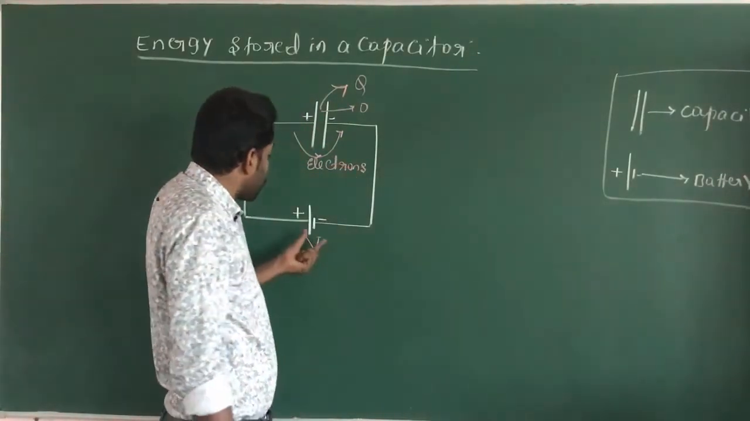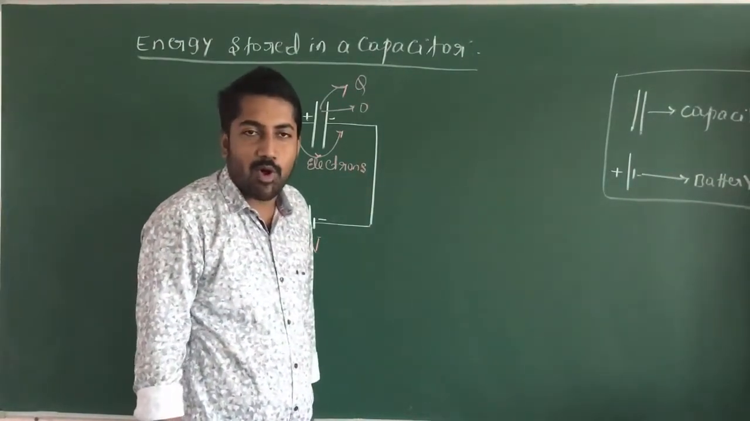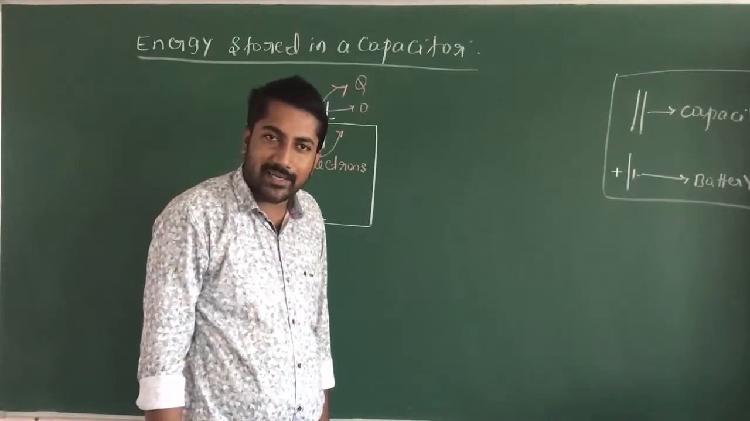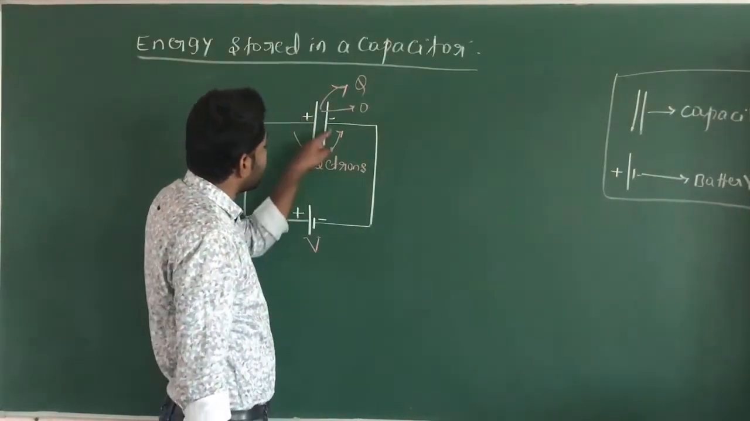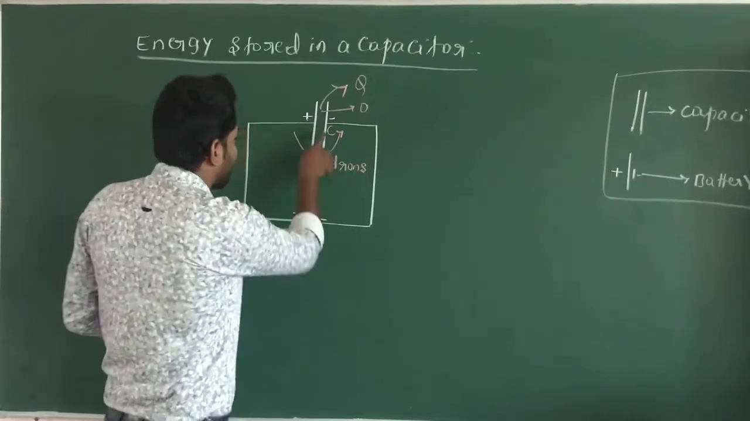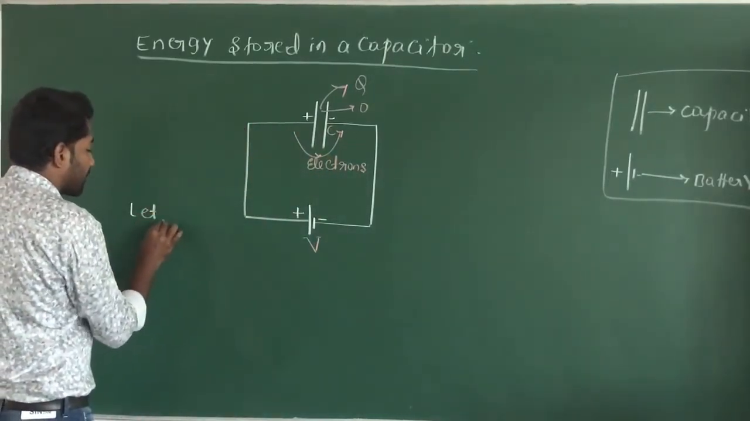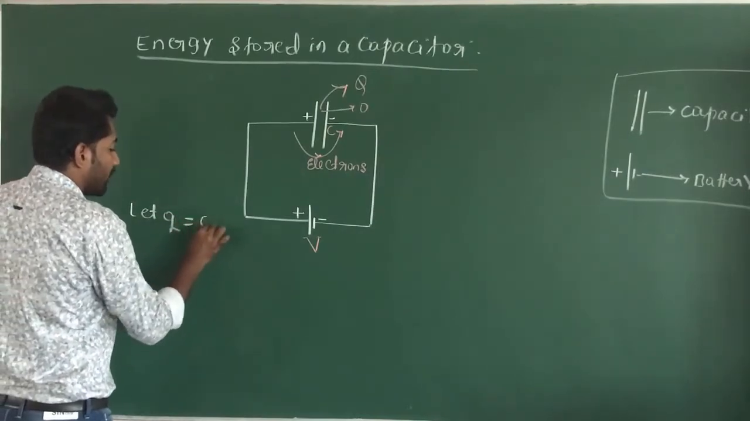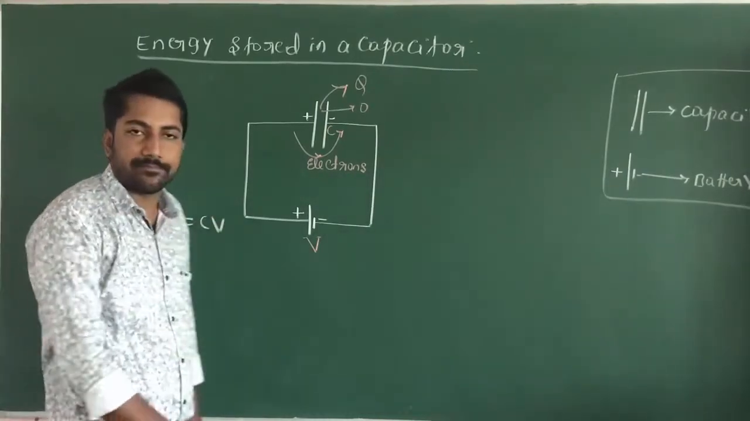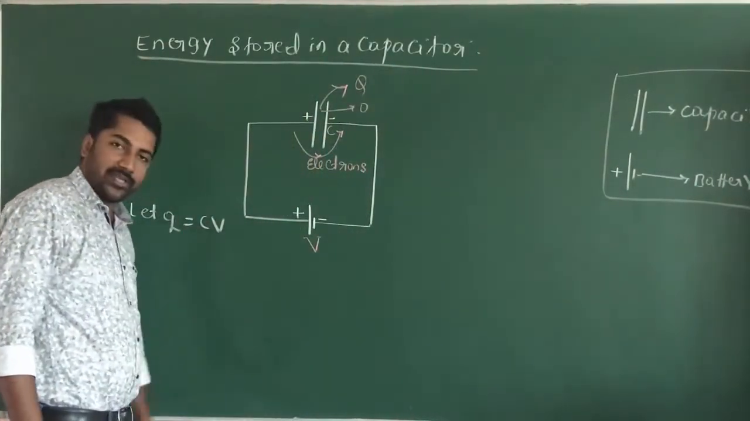A small amount of work is done by this battery. Here, the charge present on this capacitor, this is the capacitor C. The charge present on the capacitor is Q is equal to C into V.